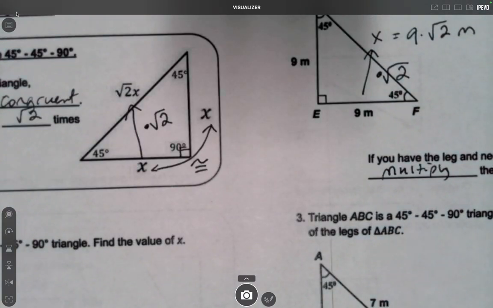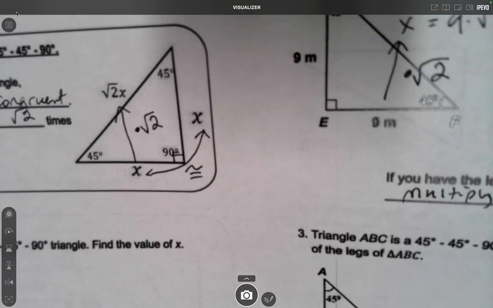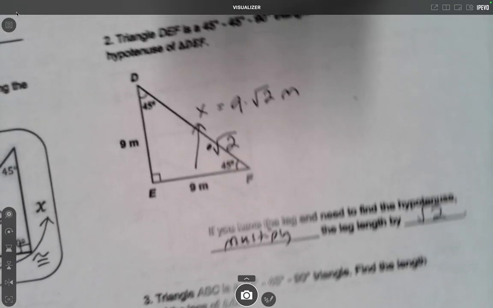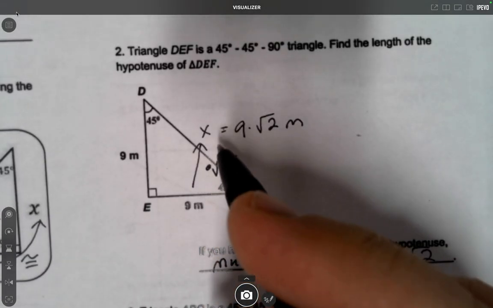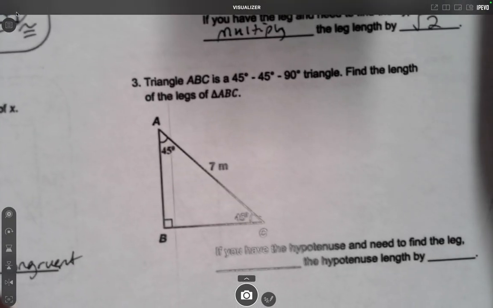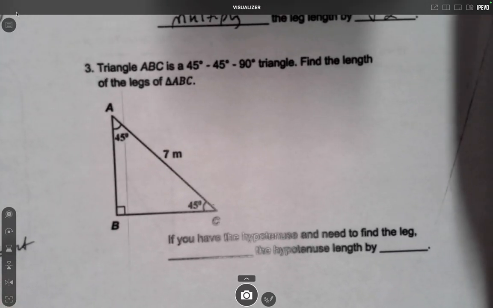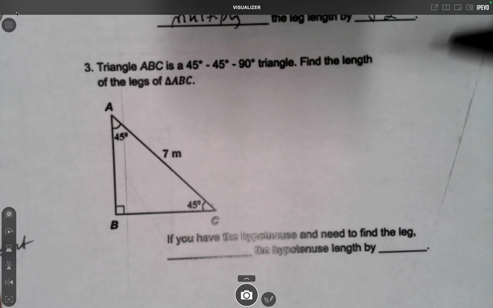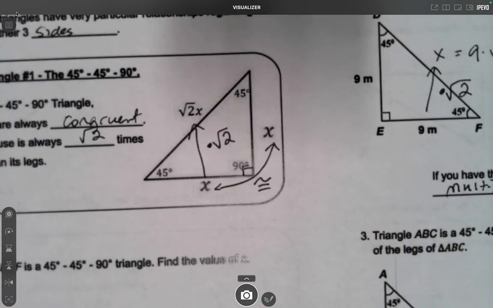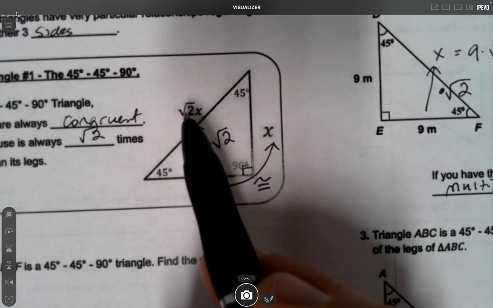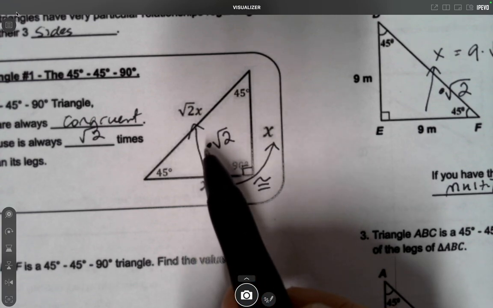Now there's one more relationship we have to talk about. We've said, what do I do to go from leg to leg? They're congruent. What do I do to go from leg to hypotenuse? I multiply by the square root of 2. So this last one asks, what do I do if I need to move from the hypotenuse to the leg? Let's go back and look at this. To go from the leg to the hypotenuse, I have to multiply by the square root of 2.